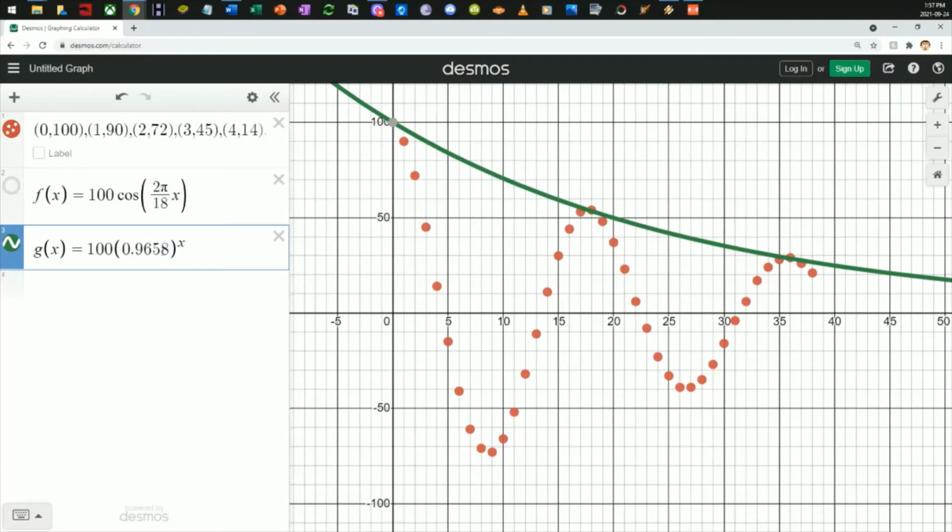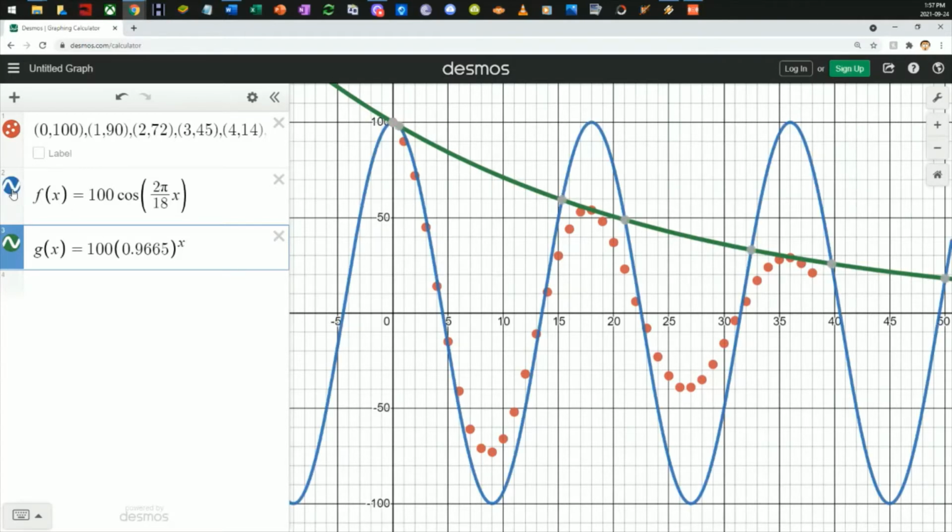0.8965. Okay, actually that's looking pretty good. That looks like it's pretty much going through those peak points. Okay, so now we have one curve that kind of gives us the ups and downs, one curve that gives us the fact that it's dropping off over time.